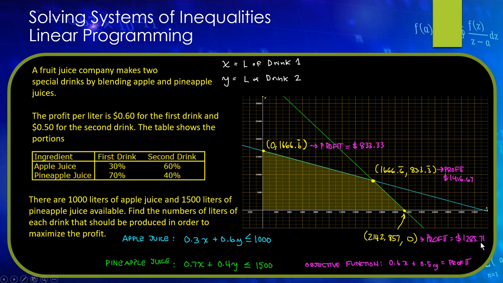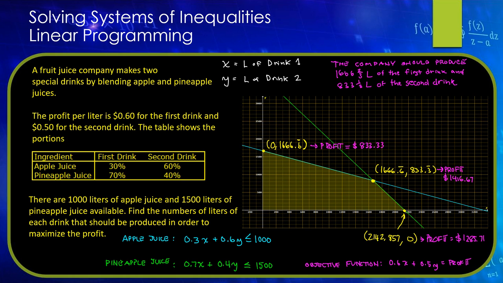And this would give me a profit of about $1,285.71. So as you can see, as I mentioned before, this one out here is the one that's going to give me the biggest profit. Therefore, to answer the question, the company should produce 1,666 and 2/3 liters of the first drink and 833 and 1/3 liters of the second drink in order to maximize profits. And that profit would be $1,416.67.